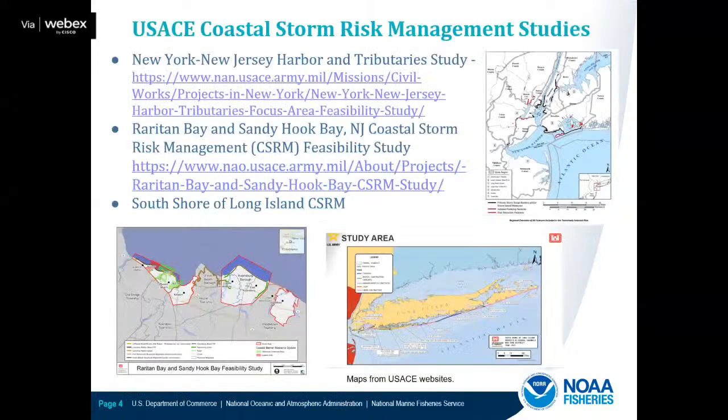Okay, so habitat infrastructure. To start, we have a couple of updates on some U.S. Army Corps of Engineers coastal storm risk management studies. And we put the links up in the slides in case any of you want to poke around on their websites and find some additional information about what's going on with those studies. The first one is the New York, New Jersey Harbor and Tributary Study that we've previously reported to you on.